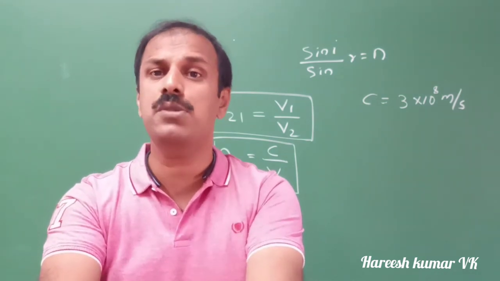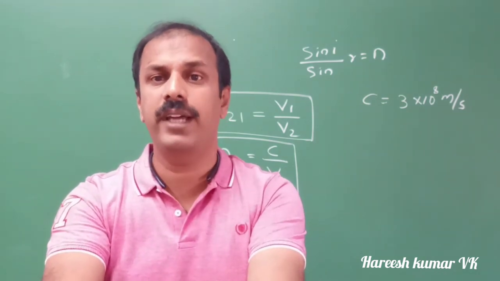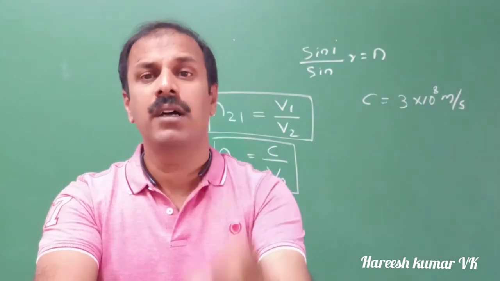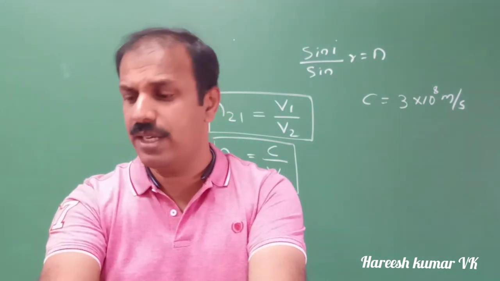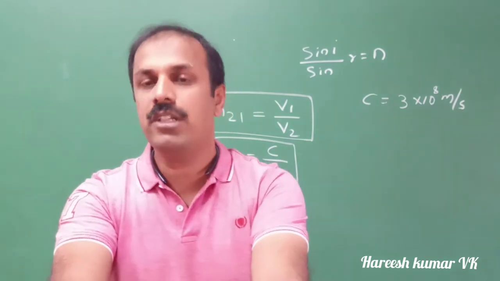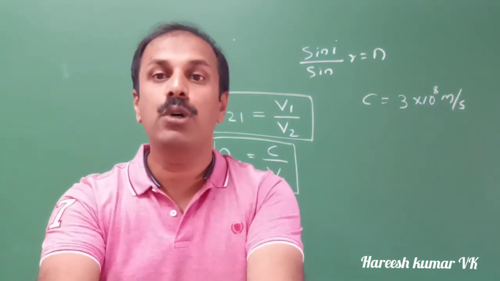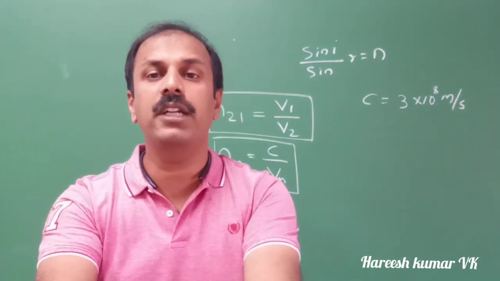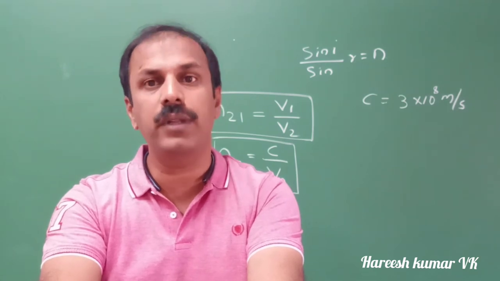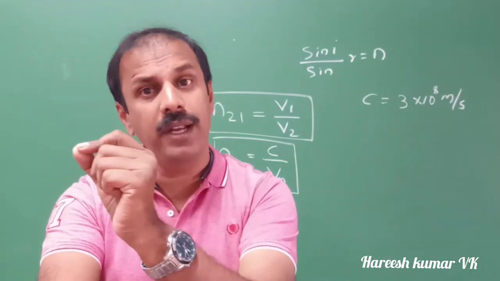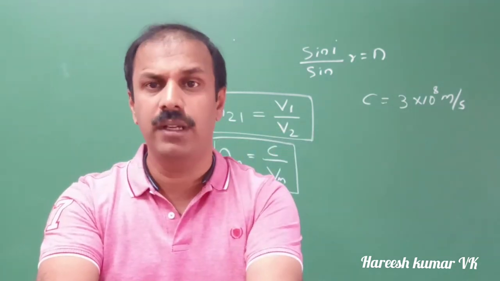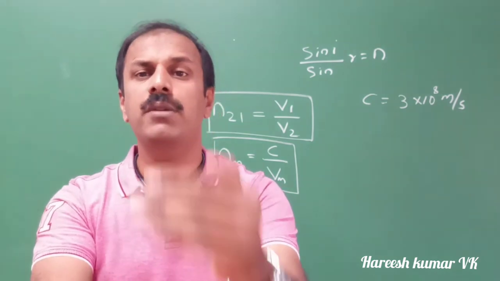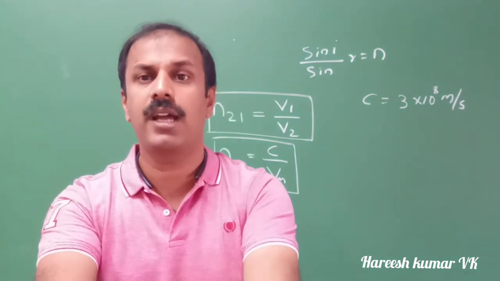And the highest is for the diamond. Diamond has the highest optical density. That is actually 2.42. 2.42 is the refractive index of diamond. So what is the meaning of that? Light's speed is lowest in the diamond. So if you take diamond, the speed of light is very less compared with other media.